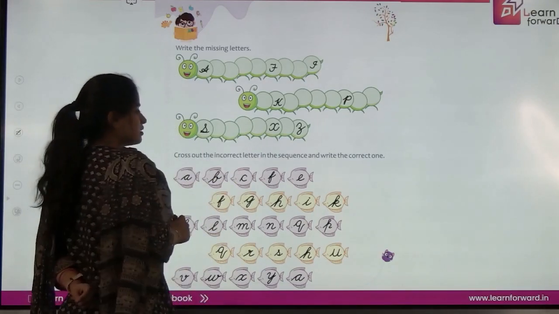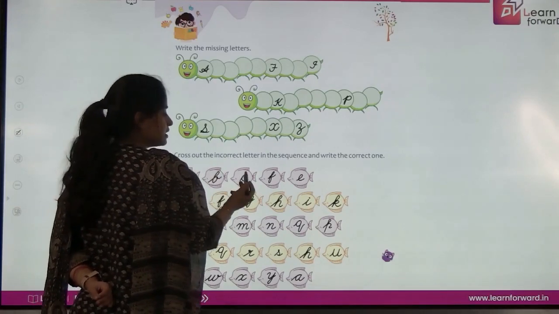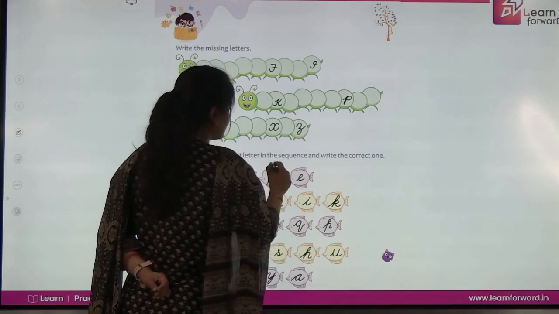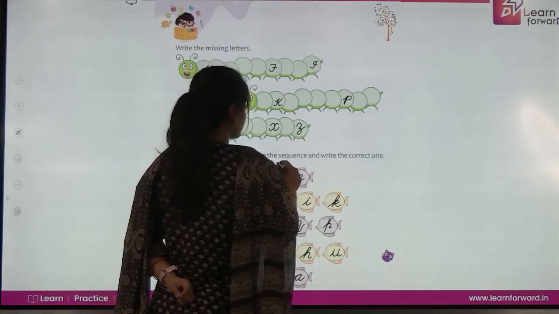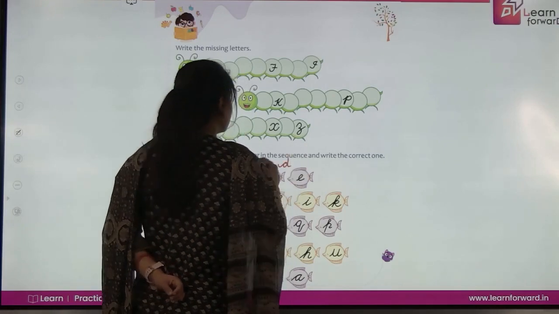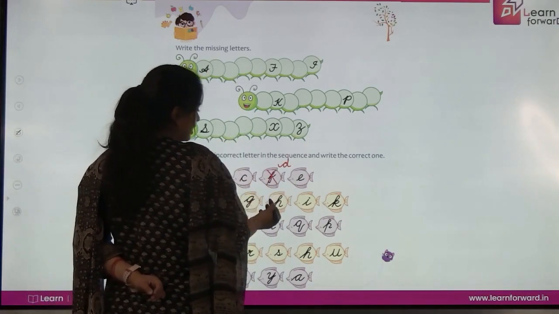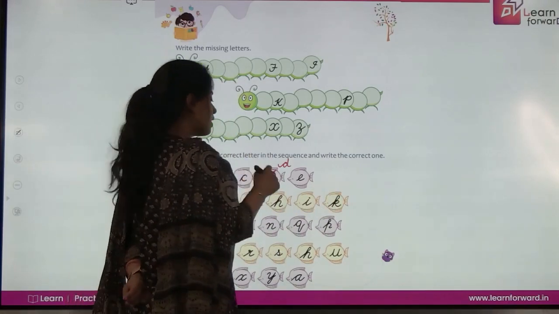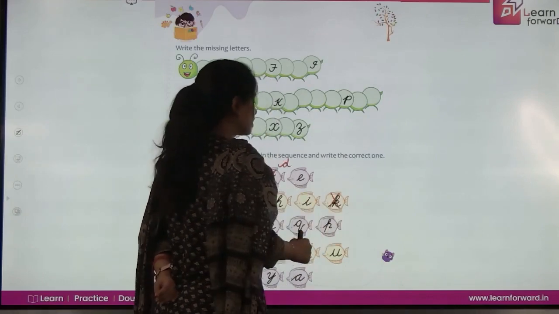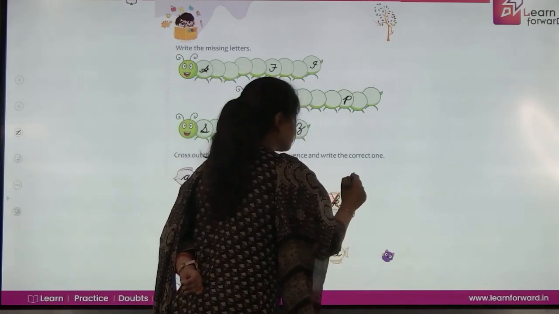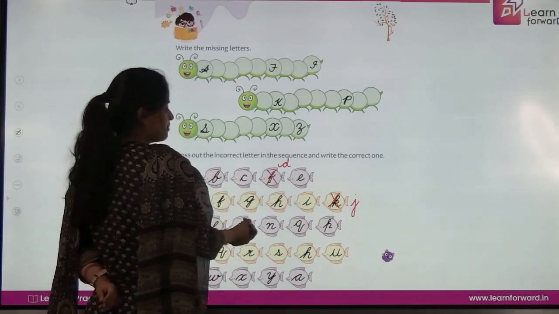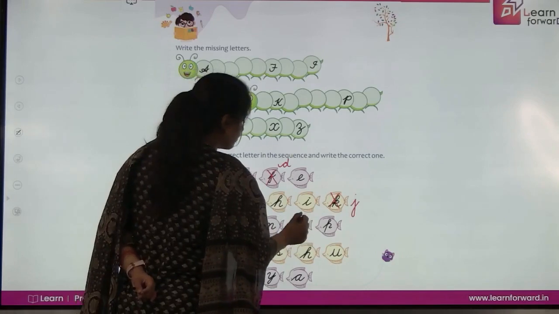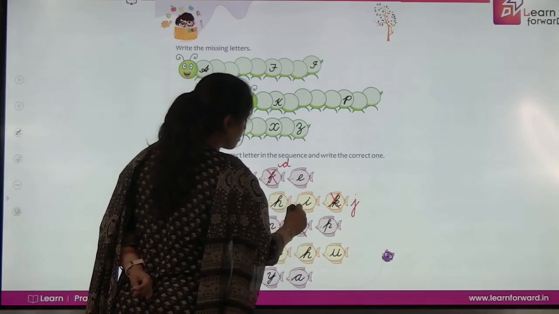Start with the letters A, B, C, F. No. We will cross it out and we'll write the correct one, that is D. Okay. D, E, F, G, H, I. Then J. K is the wrong one. We will cross out the K, and write J. K, L, M, N, O. It's written Q here. That's wrong. We'll cross out the Q and write O.